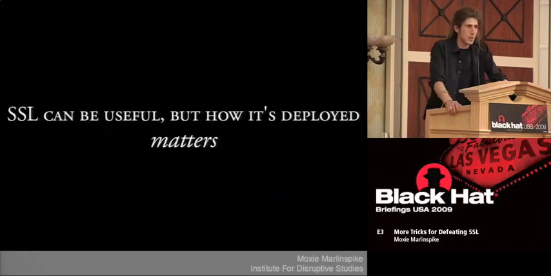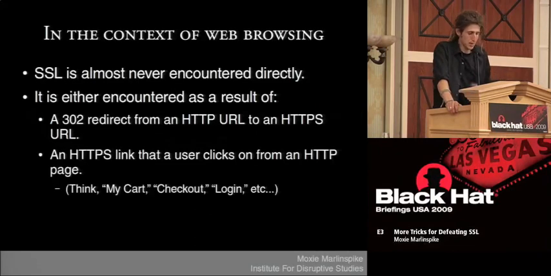The thing is that SSL can be useful, but how it's deployed really matters. And the thesis of this SSL stripping attack is that on the web, SSL is almost never encountered directly, right? No one types https:// into their web browser. SSL is encountered either through a 302 redirect, like you type bankofamerica.com into your browser bar, and it makes an HTTP request to bankofamerica.com, which sends back a 302 redirect that says, hello, please connect to https://bankofamerica.com. And eventually, the user ends up at an SSL secured page.